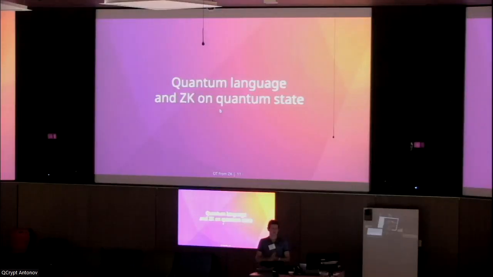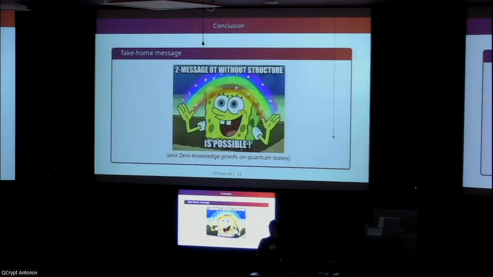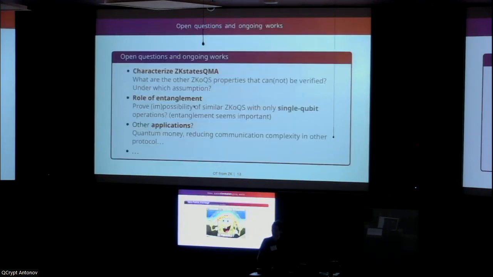I won't have time to go into more details, but we can generalize this notion to a more general notion of zero knowledge on quantum states, in the quantum language. We can define similarly soundness, correctness, and zero knowledge. And so I arrive at the end of my talk. Oblivious Transfer with a structure in two messages is possible, together with zero knowledge proof on quantum states.